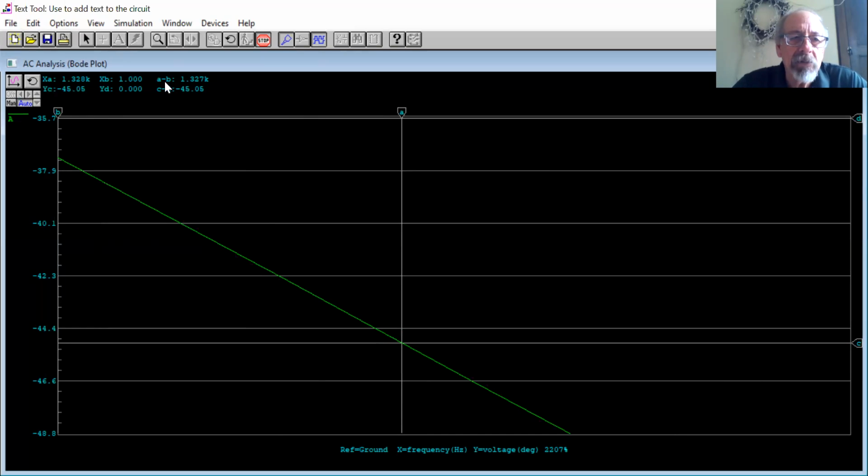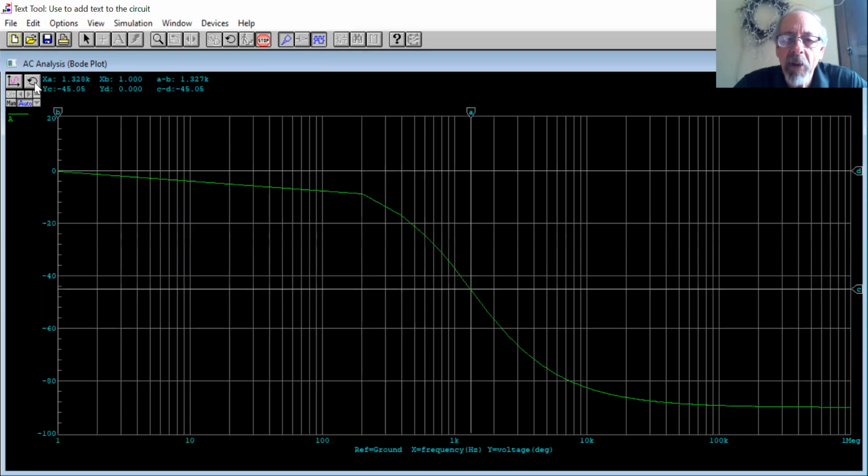So again, Circuit Maker can show you quite a few things about a circuit in the Bode plot mode. This would be called a low pass filter, by the way, because most of the low frequencies are let through and the higher frequencies are attenuated.